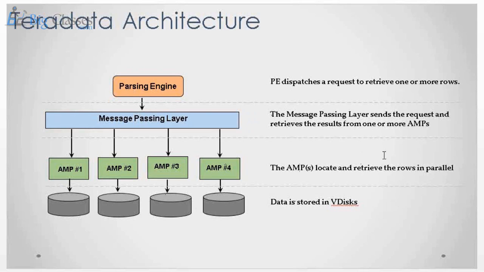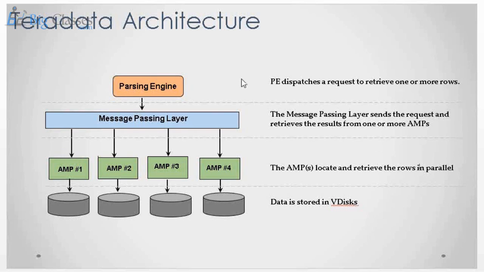What will happen is, when you add a new AMP to the existing system, Teradata will redistribute the data that is stored in these 4 AMPs. It will automatically redistribute the data to the new 4 AMPs that you are adding here. So your system will have 8 AMPs. The data will be distributed evenly across all the AMPs. We call it linear scalability.